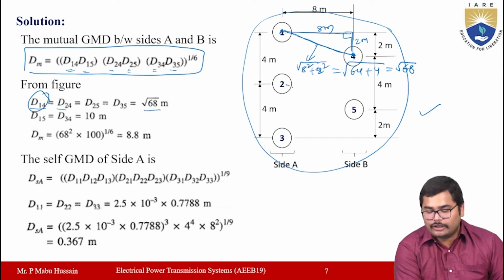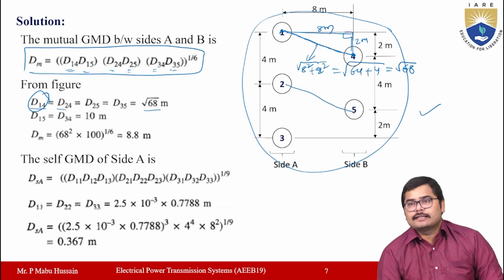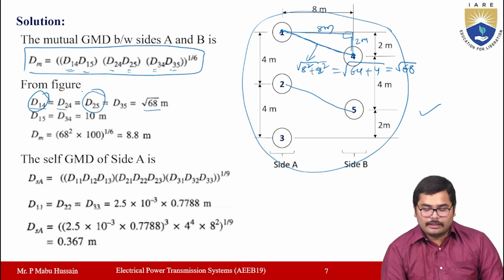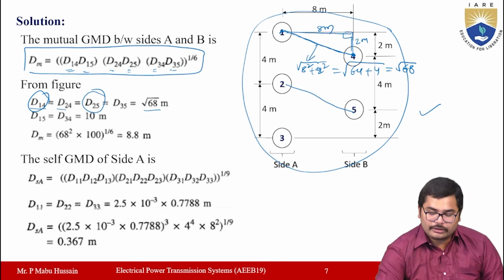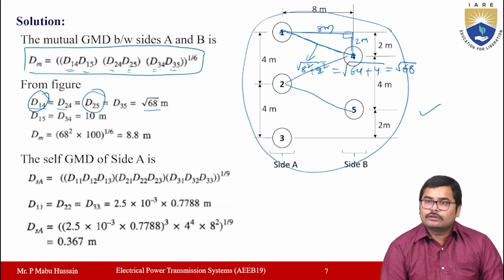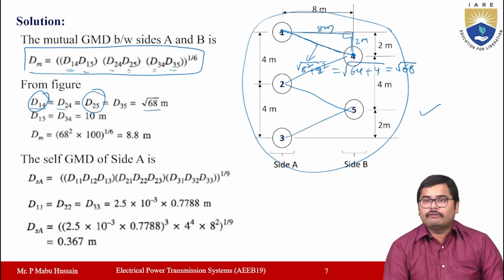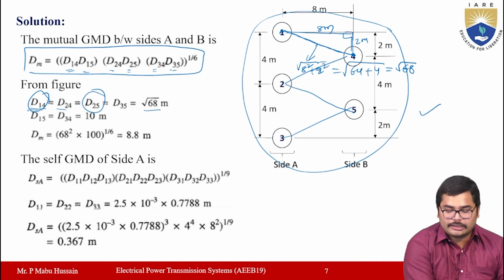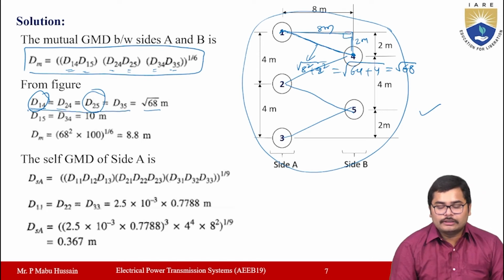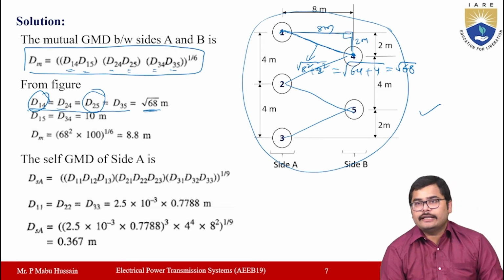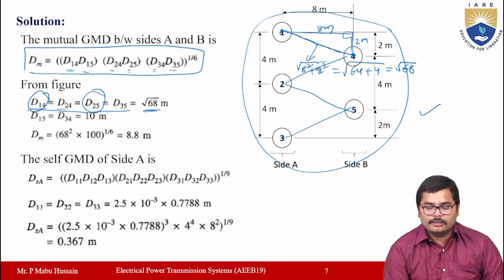Similarly, D25 also you will get the same. At the same time, if you calculate for D24 also the value will be the same, and D35 also the value will be the same. So all the values D14, D25, D24, D35 will be equal to under square root 68 meters.